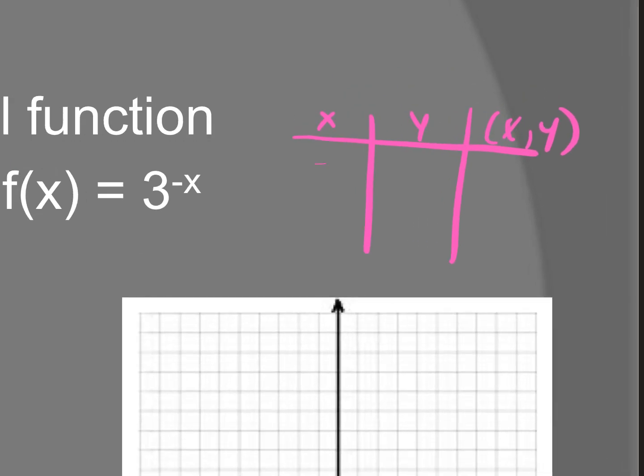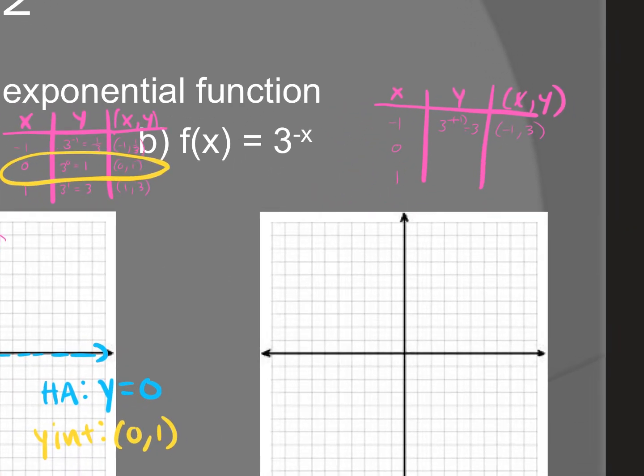So for x again, it's easiest to plug in -1, 0, and 1. Again, you can plug in other numbers if you want to. So I have 3 to the power of -(-1), which would make this a positive 1, and 3 to the first power is just 3. So I plugged in -1 and got 3. So on my graph, I'm going to go to the left to -1 and up 3.